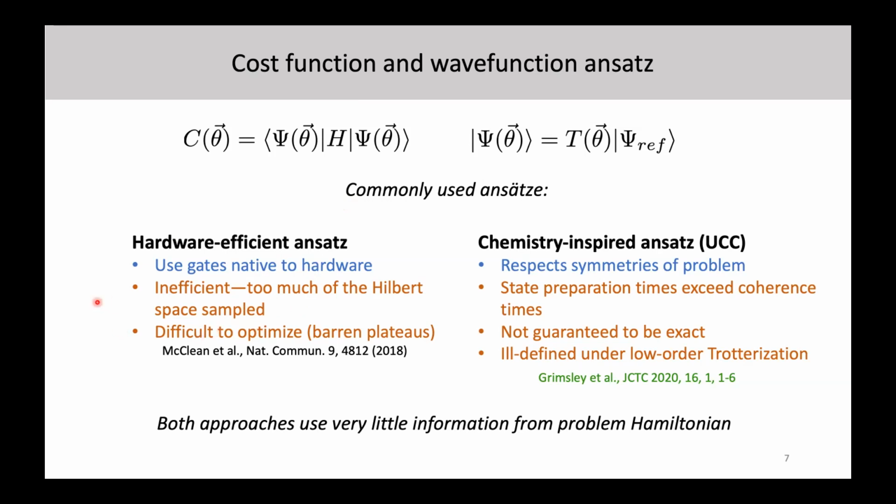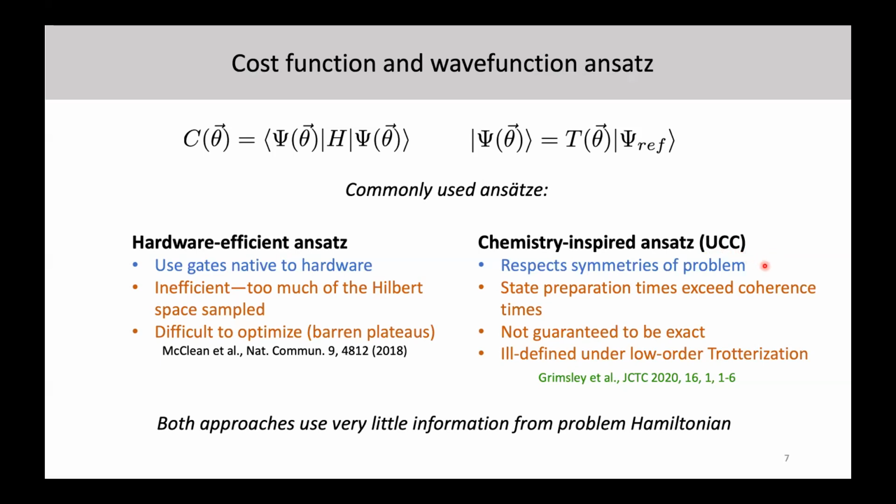One is that it tends to be inefficient, in the sense that it tends to sample too much of the Hilbert space, beyond the regions where we know the solution has to be found. And also it's been shown more recently that these types of ansatz are difficult to optimize, and they can lead to issues called barren plateaus, where the optimization procedure gets stuck in some irrelevant part of the parameter landscape.